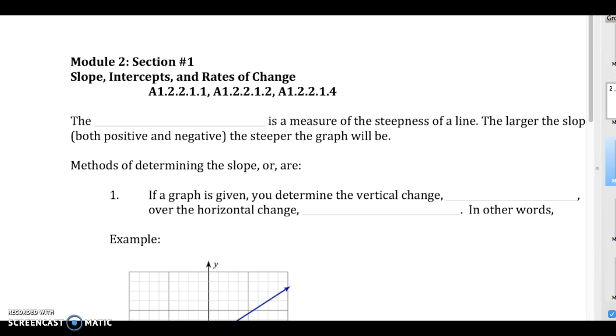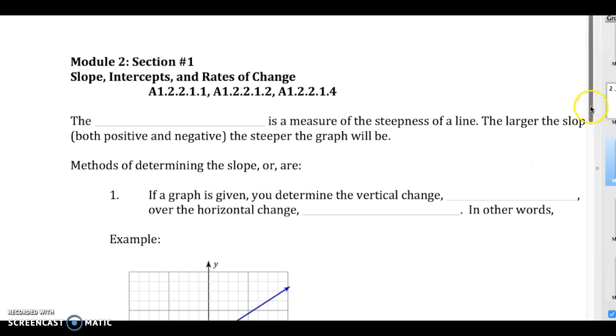So in looking at our first section here, remember, slope is going to measure the steepness of a line. So what is the rate of change? How fast is something moving or increasing? So slope is going to go here. And remember, slope can be both positive or negative. And there are a couple of ways you can find slope.